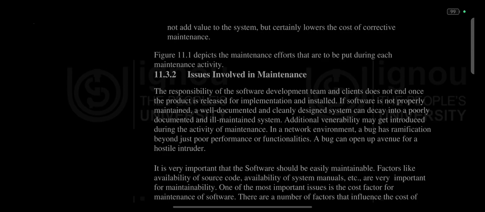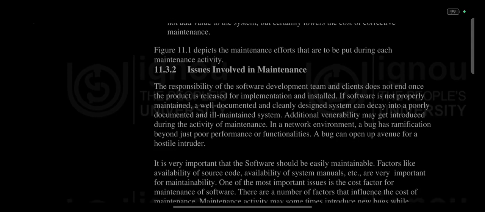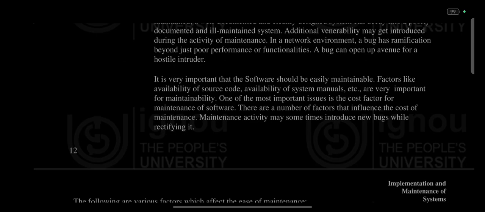Additional vulnerability may get introduced during the activity of maintenance. In a network environment, a bug has ramification beyond just poor performance of functionalities. A bug can open up avenue for a hostile intruder. It is very important that the software should be easily maintainable. Factors like availability of source code, availability of system manuals, etc., are very important for maintainability.